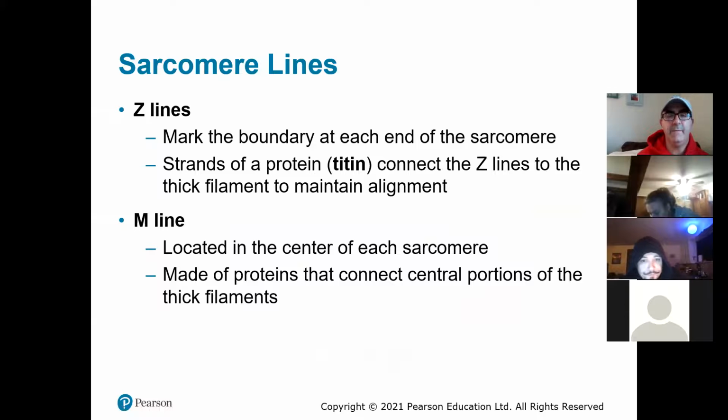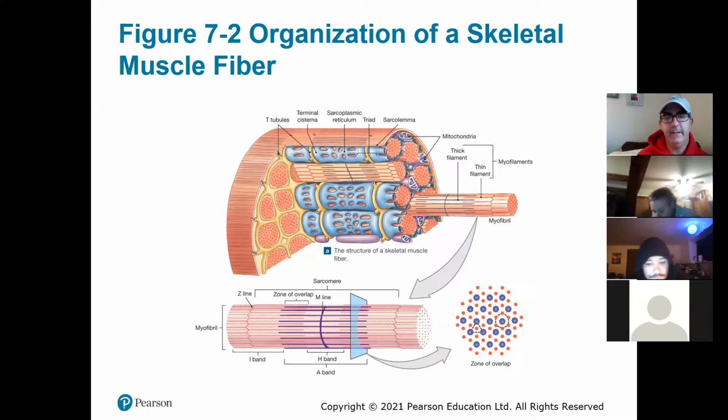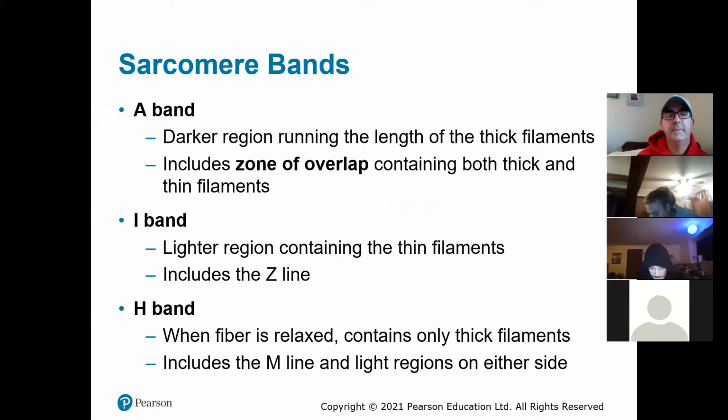We also have an M line. At the center of each sarcomere is the M line. So think of M as middle. That's right at the center of each sarcomere. Here's the M line. We have an A band, an I band, and an H band, and this is the part that gets a little confusing.